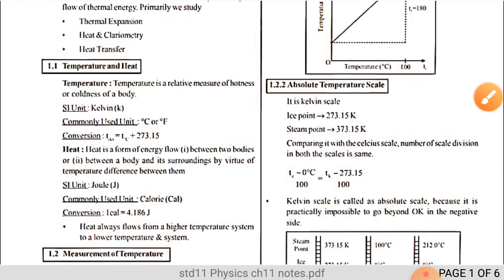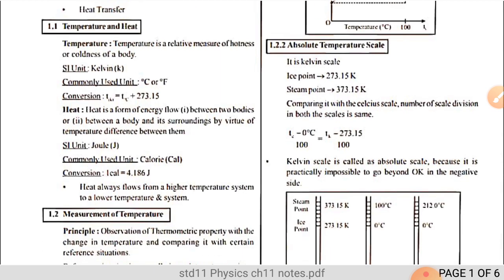Heat is the form of energy flow between two bodies or between a body and its surroundings by virtue of the temperature difference between them. For example, if we have boiling water, that water has high heat energy compared with the surroundings, so the surroundings have low energy. That's why the boiling water gives excessive heat to the surroundings. So there is heat transfer between the surroundings and the boiling water, right?